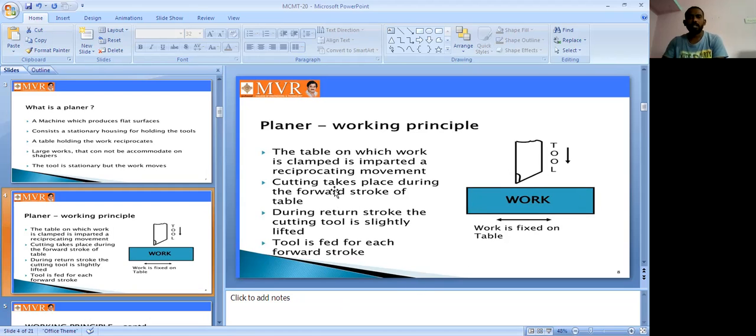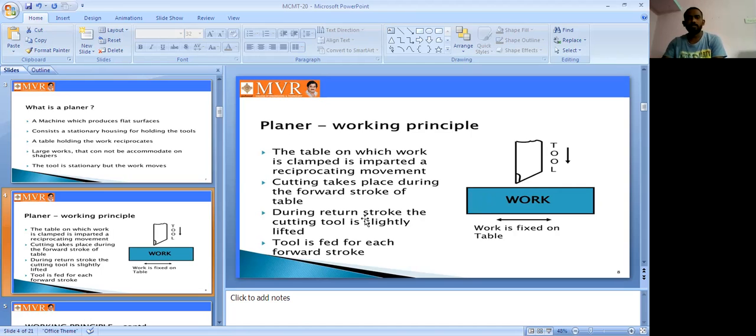The table on which the work is clamped is given a reciprocating motion. Cutting takes place during the forward stroke of the table. We have two types of strokes, forward and backward. The cutting takes place in the forward stroke of the table.